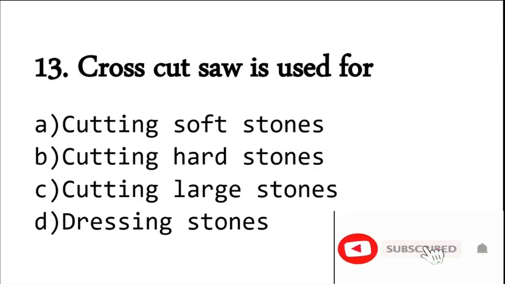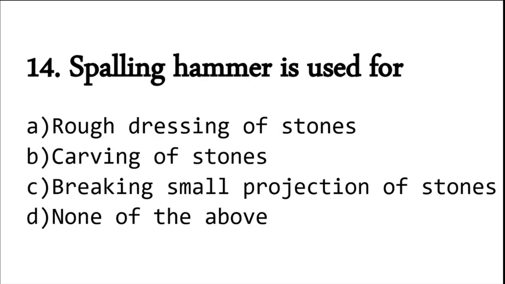Okay, so next is, cross cut saw is used for cutting soft stones, cutting hard stones, cutting large stones or dressing. So cross cut saw is used for cutting hard stones. Okay, next is, spalling hammer is used for rough dressing of stones, carving of stones, breaking the small projections, and none of above. So spalling hammer is used for rough dressing of stones. A is the correct answer.